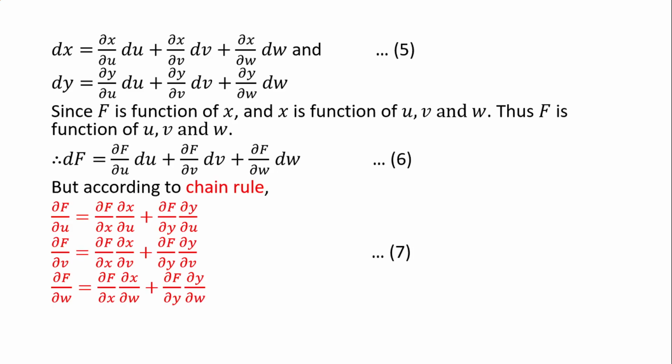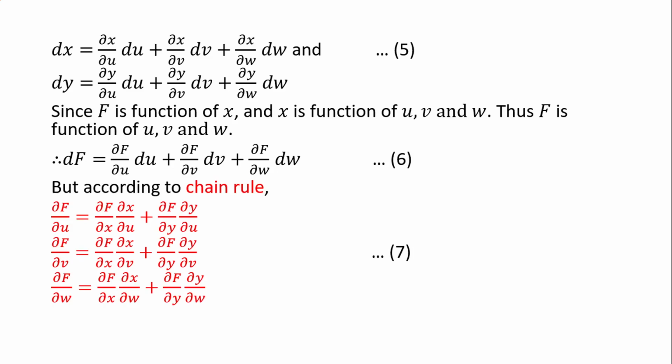But according to chain rule, this ∂f/∂u can be expressed in terms of x and u and y and u as ∂f/∂u equal to ∂f/∂x into ∂x/∂u plus ∂f/∂y into ∂y/∂u. Similarly, ∂f/∂v equal to ∂f/∂x into ∂x/∂v plus ∂f/∂y into ∂y/∂v, and ∂f/∂w equal to ∂f/∂x into ∂x/∂w plus ∂f/∂y into ∂y/∂w.